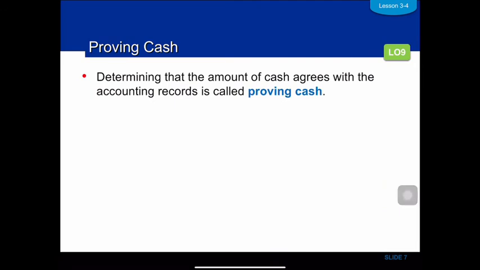Determining that the amount of cash agrees with the accounting records is called proving cash. So not only does your debits have to equal your credits at the end of the fiscal period, you must also prove that your cash in your journals equals what you have in your checking account.